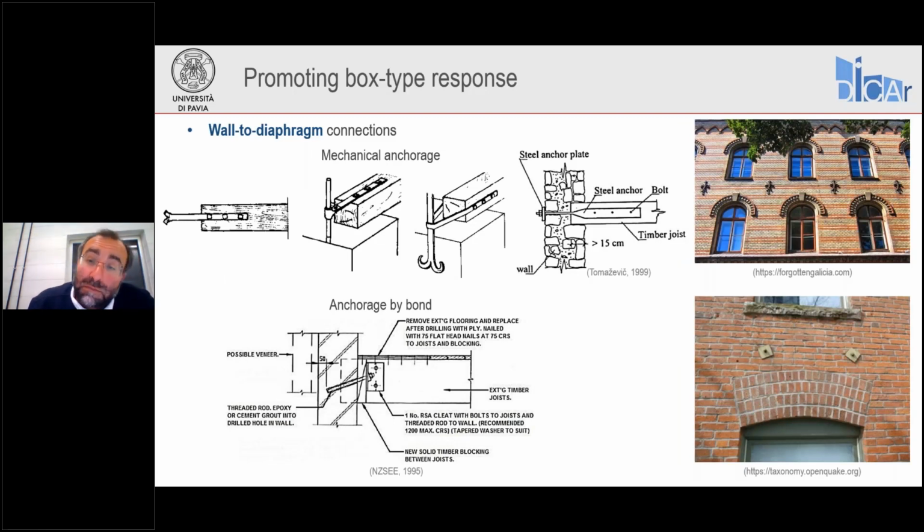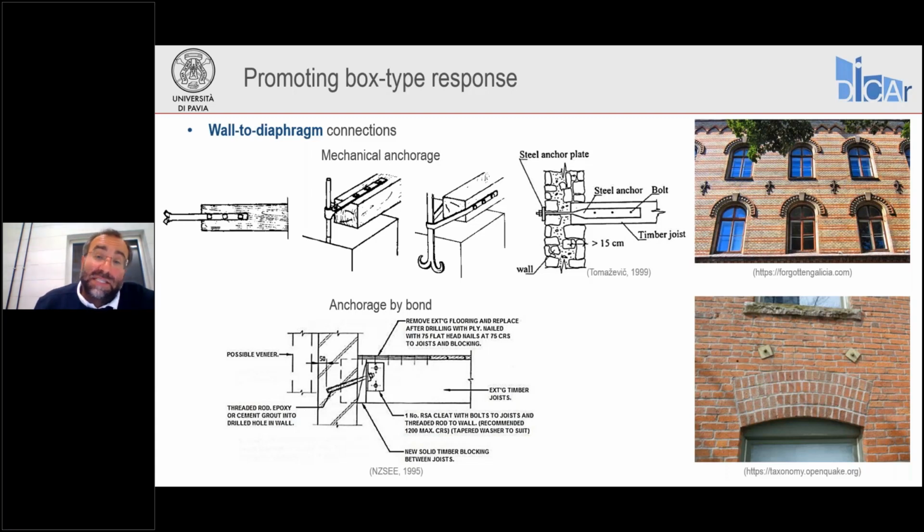Now, the connection of the joist and of the diaphragm in general to the walls can be either mechanical or by bond, as we have seen for tie rods. In this case, the forces anchored by each connector are smaller than those usually carried by tie rods, so it's easier to provide a bond type connection. We don't need very large development length, as opposed to tie rods, which usually are made of larger diameter bars requiring longer bond length.